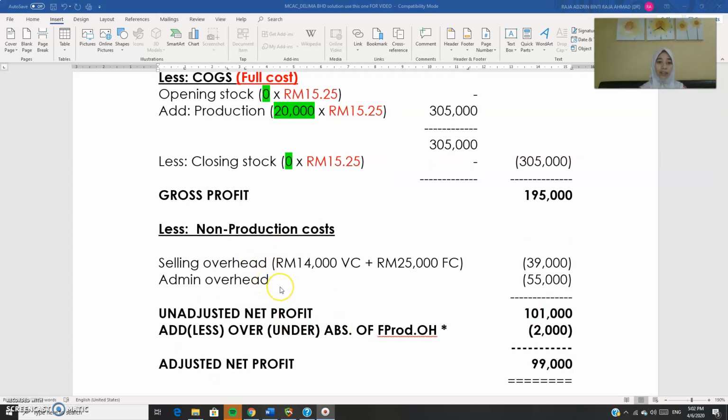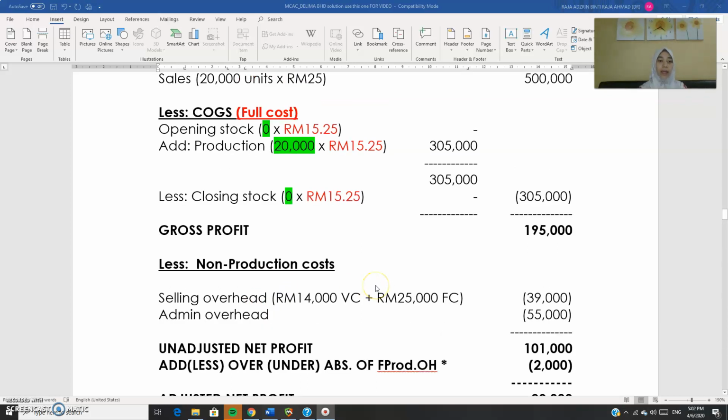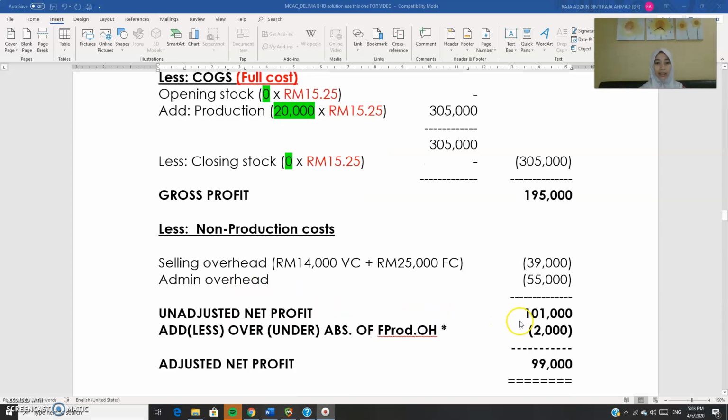So if you can see the difference here, under absorption costing, you tend to split the cost according to function. Here, you take all your production costs as your cost of goods sold. All the non-production costs will be here. So non-production costs, regardless whether it is variable cost or fixed cost, all your selling overhead, admin overhead, if you have other overheads like your finance, your distribution, will be put under non-production costs here. Next, you will arrive at your unadjusted net profit of 101,000.